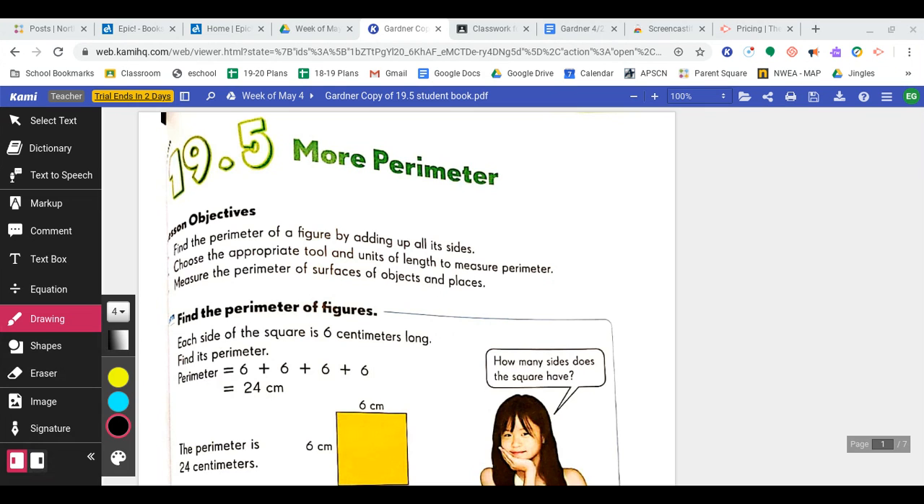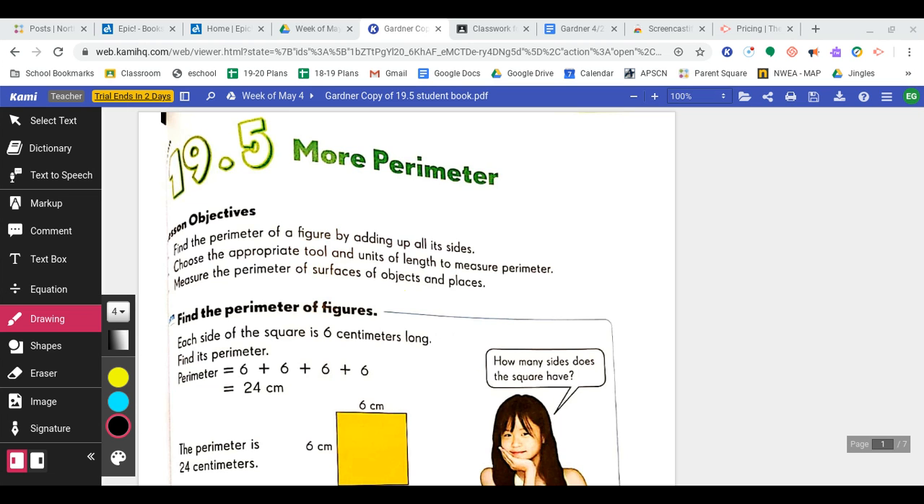So please follow along with me. If you've got your textbook, you can go through the problems with me, that'd be great. If not, you can just watch this video and then do the workbook pages, starting on page 375 over to 380.